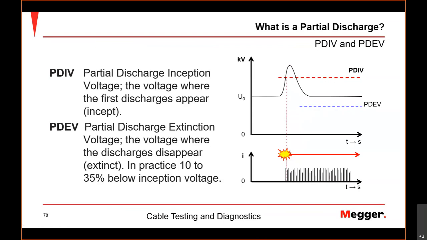In that matter, I would try to repair that weak spot soon. Weeks, months, maybe, you were talking there, depending on how important the cable is, as I said. But this is something I would consider critical. Even worse, of course, if the partial discharge inception, so if that red line, is already below operating voltage, then it's really bad.